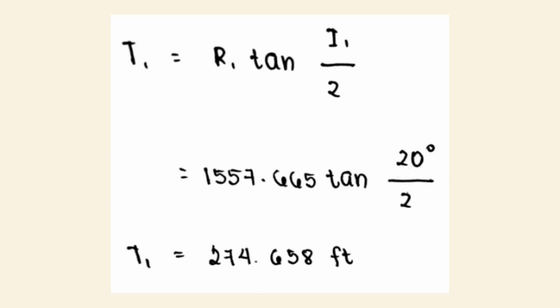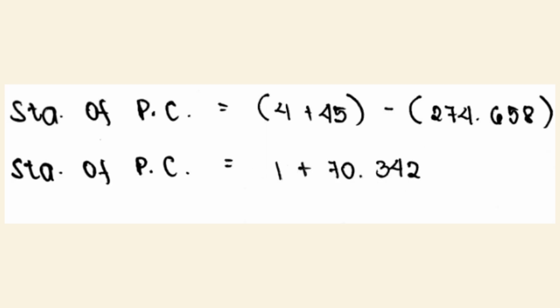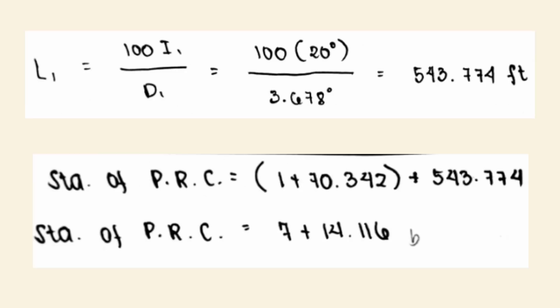Our T sub 1 is equal to R sub 1 tangent I sub 1 over 2. Substituting values, we have 1,557.665 tangent 20 degrees over 2. So our T sub 1 would now be equal to 274.658 feet. Next, the stationing of the PC would be equal to 4 and 45 minus 274.658. Thus, the stationing of PC is equal to 1 and 70.342.